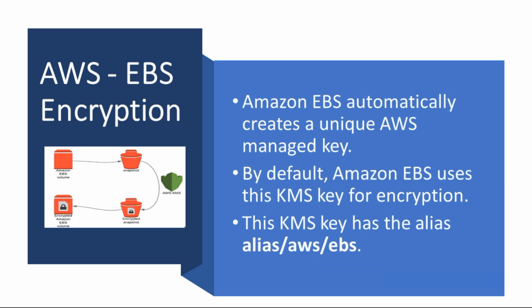the same data key. Amazon EBS automatically creates a unique AWS managed key in its region where you store AWS resources. By default, Amazon EBS uses this KMS key for encryption, and this KMS key has the alias /AWS/EBS. Alternatively, you can also specify a symmetric customer managed encryption key that you created as the default KMS key for EBS encryption. Using your own KMS key gives you more flexibility and the ability to create, rotate and disable the KMS keys.